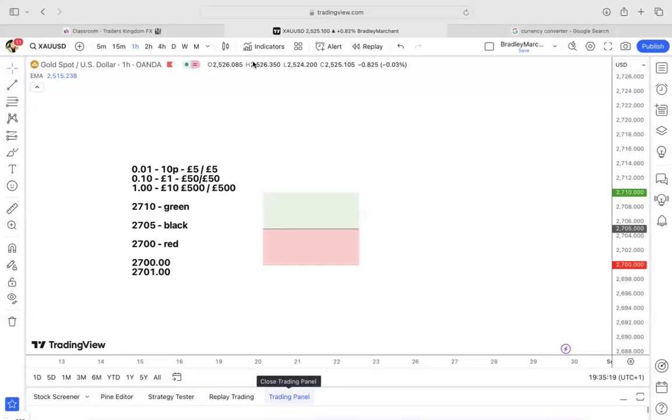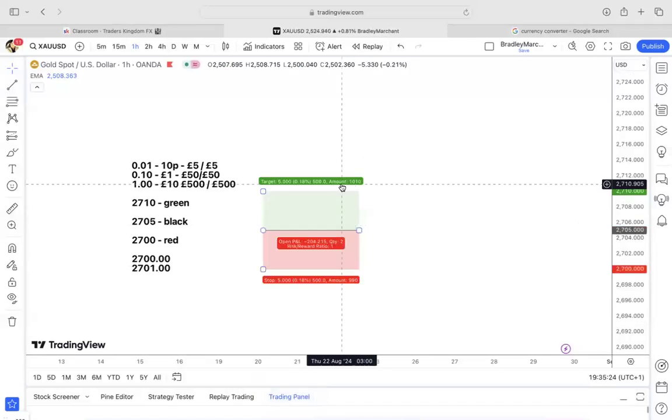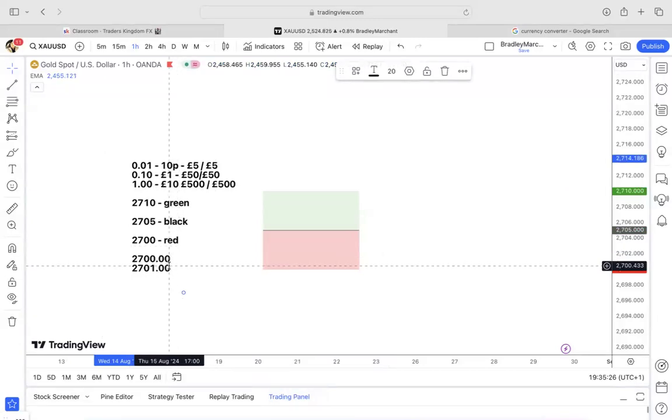And if 1 pip is worth 10 pence and you see it go from, let's say, 2705 to 2705.2, that's 2 pips. So again, you'll expect your trade to represent 20 cents or 20 pence. If it went from there to 0.8, that's 8 pips. If it went the opposite way to 0.4, that'd be 60 pips the wrong way.